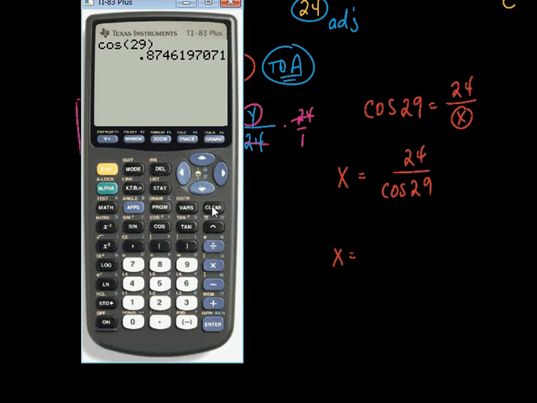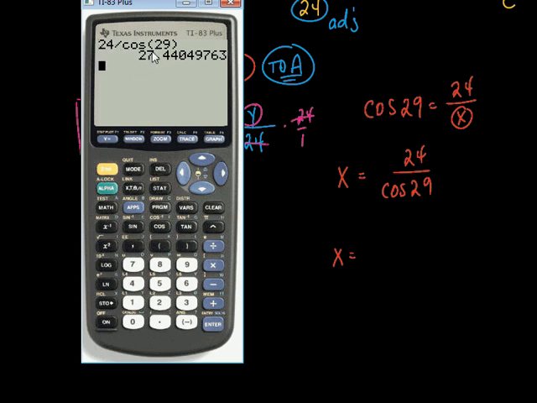So what am I going to do? I'm going to hit 24 divided by, now in this calculator, you hit the cosine first. On your calculator, you would do what? You hit 29 before you hit the cosine. On my calculator, I hit cosine first, then I hit 29. Doesn't that look exactly the same as that? But what if you had a little scientific calculator? You would hit 24 divided by, what? 29 cosine, then you would hit equals, and then you get your answer. Try it. You should get 27.4.